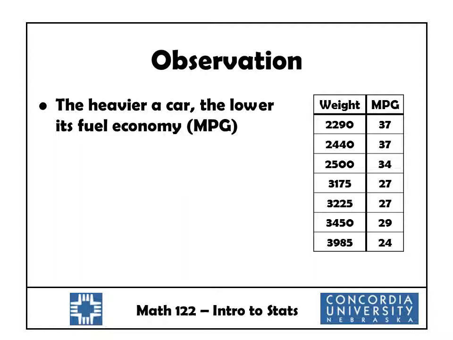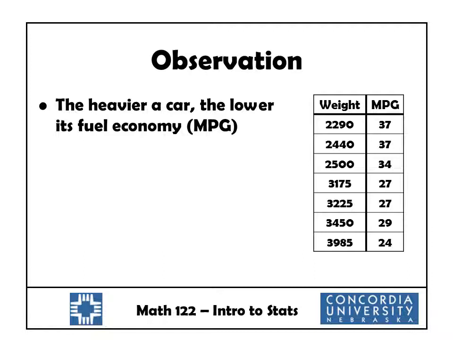It seems reasonable to believe that the heavier a car is, the lower its fuel economy in terms of highway miles per gallon. Well, to test that claim, we went out and collected data from 7 different vehicles. From each vehicle we recorded its weight and its highway miles per gallon. So you see there that the first car weighed 2,290 pounds and its miles per gallon was 37. The second car weighed 2,440 pounds and its highway miles per gallon was also 37, etc.